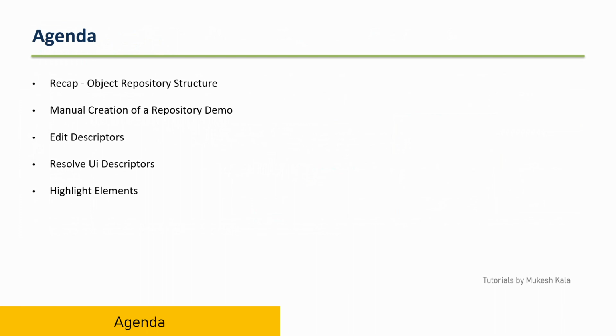This would be our agenda for today. We are going to have a quick recap of the object repository structure because that is important for this video. Next, we are going to see how you can manually create an object repository, how you can edit the descriptors, how you can resolve the UI descriptors online and offline. And lastly, we are going to see how we can work with highlighting elements in the object repository. Okay, so this would be our agenda for today.